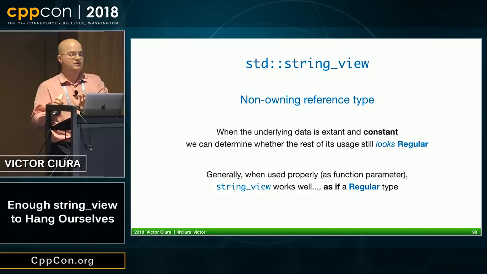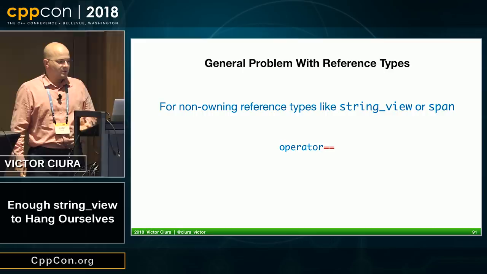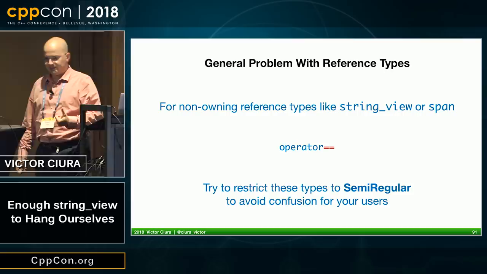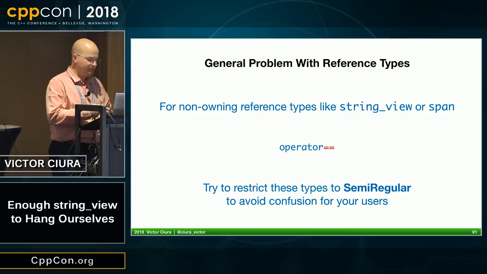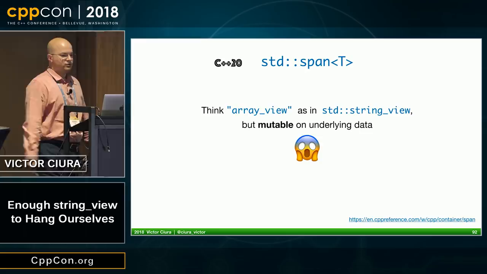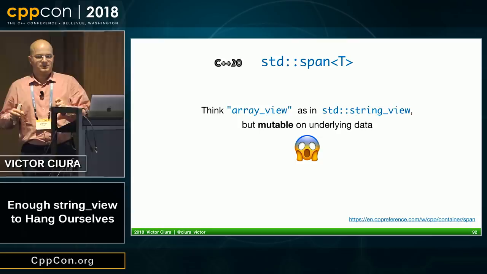So the general problem with non-owning reference types like string view and span is the equality operator, of course. If we try to restrict these types to semi-regular and call them as they are, and not pretend that string view is a proper regular type, it might actually help us understand and manage expectations better. And again, if we're talking about C++20 and what's to come, std::span is like an array view, similar to string view, but to mutable underlying data.